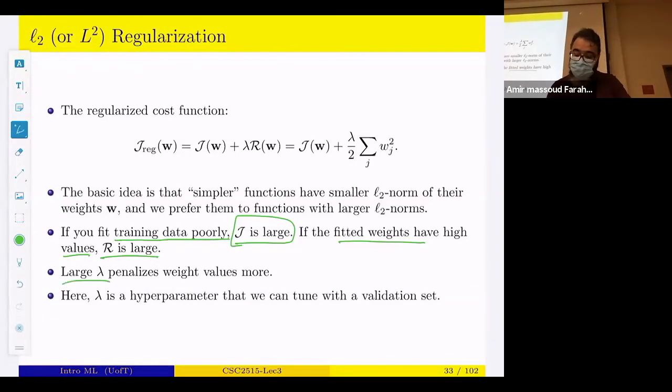Now, if we choose a larger lambda, the regularizer coefficient here, we are saying that we want to penalize or pay more attention to the size of the weights. So we penalize weight values more. If we choose lambda to be very small, we are saying that we don't care much about the size of the weights, and effectively we want to mostly focus on how well the model fits the data. So lambda becomes a hyperparameter that we can tune with the validation sets.